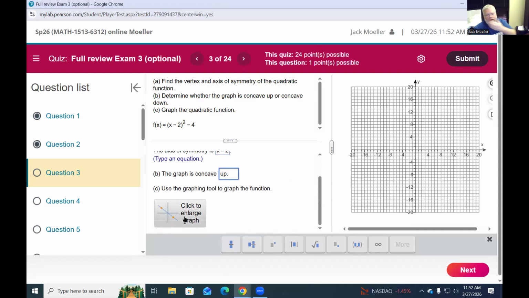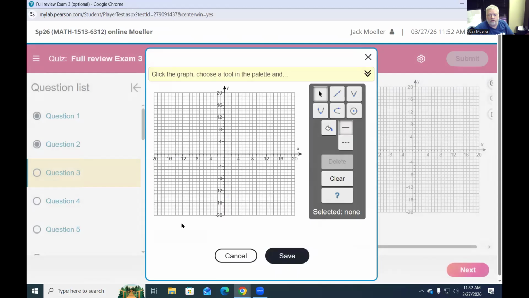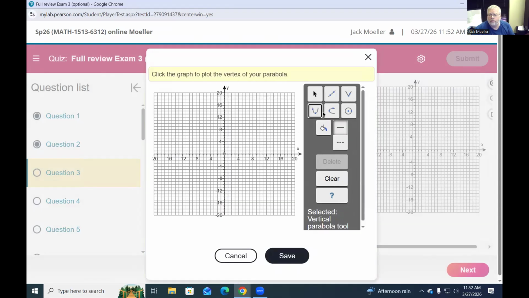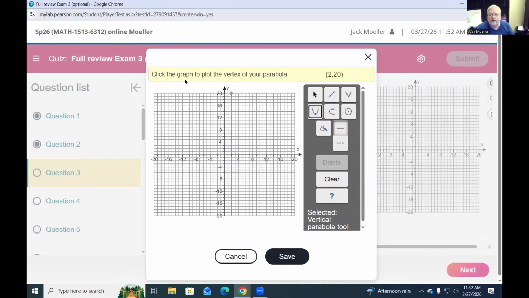For me, with these parabolas, I think clicking the click to enlarge is a little bit easier to use. Then you click on the parabola tool, and it even tells you at the top, click the graph to plot the vertex of your parabola. So it's telling you the vertex you need to plot first. So where was the vertex? 2, -4. So 2, -4, not +4.